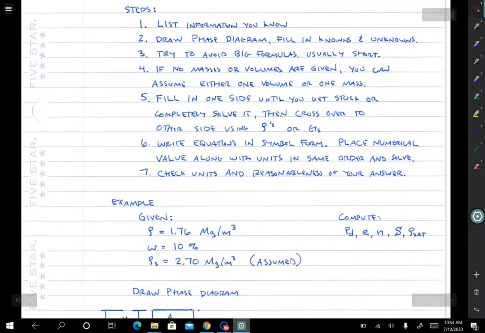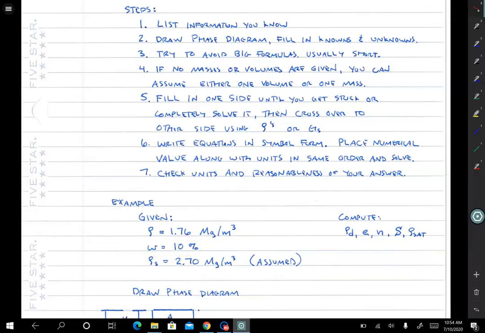We're given a soil and we know that the total density is 1.76 megagrams per meter cubed. Right, so that's a reasonable number. I mean, water is 1 megagram per meter cubed. The solid particles themselves are usually about 2.7. We're going to assume that the density of solids is 2.7 megagrams per meter cubed. So the total density is in between the density of water and the density of solids. Totally makes sense. And then we have the water content as 10%.